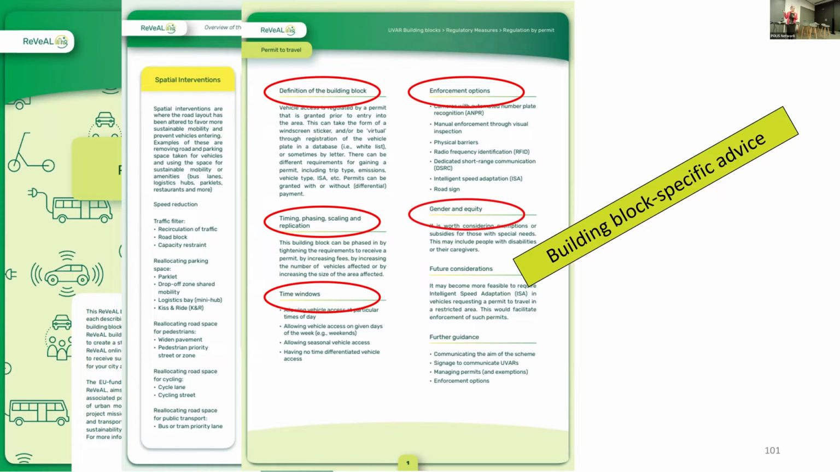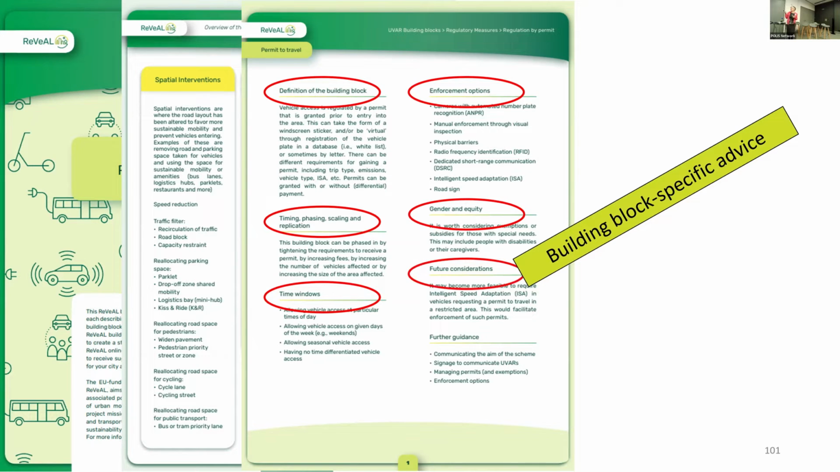And then we have this point of gender and equity. So things that you want to consider. If you're putting in place a permit to travel, you should think about subsidies for people with special needs. You may not want to include access for people with disabilities or their caregivers. So just a really brief thought so that you don't forget what these are.